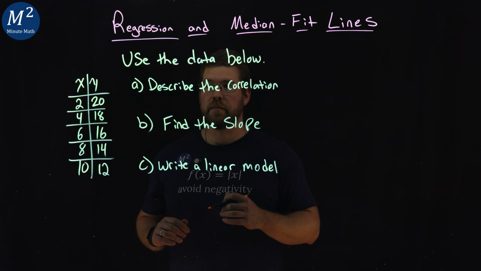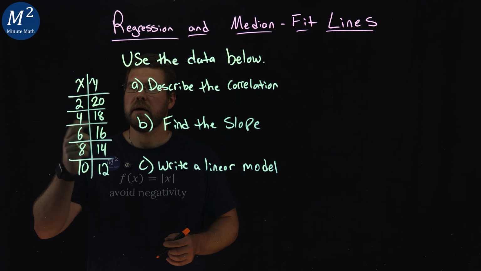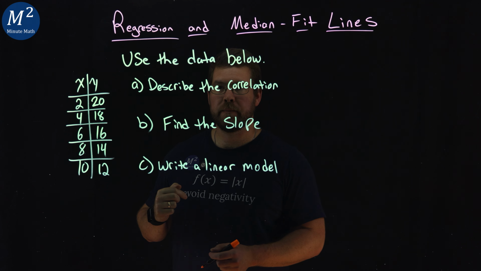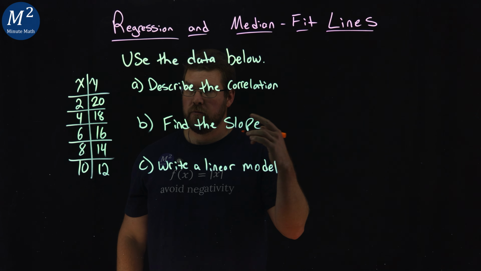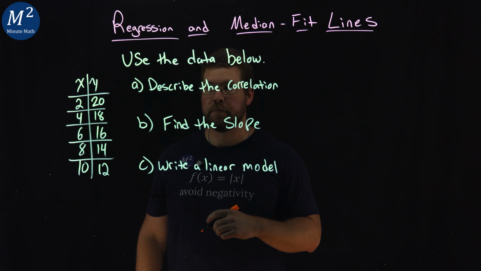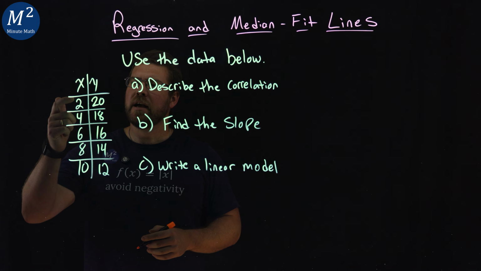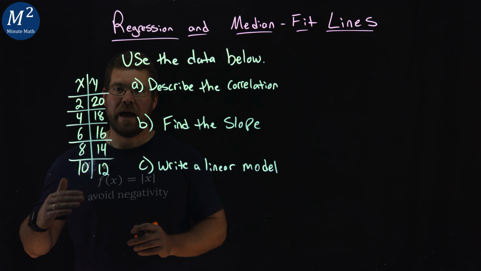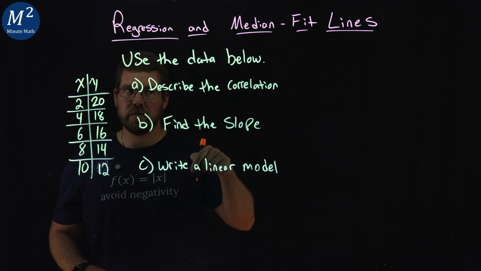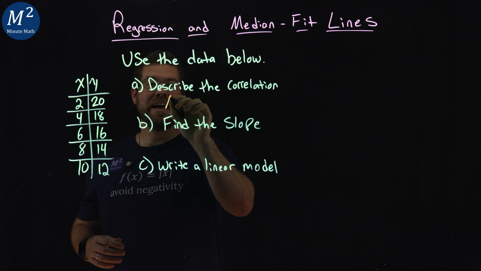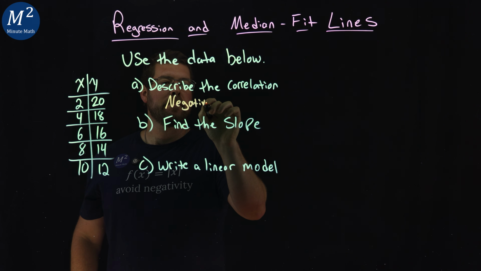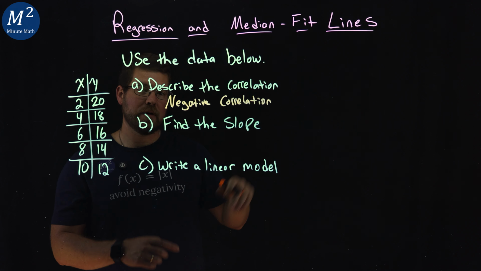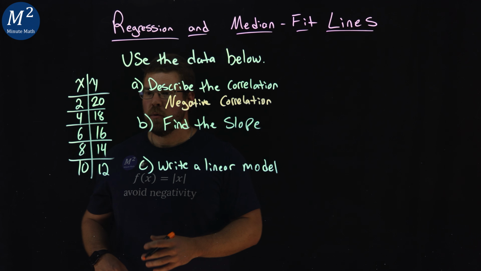Use the data below. We have our data here, x and y table: 2, 20, 4, 18, 6, 16, 8, 14, 10, 12. Little pattern there. We want to describe the correlation, find the slope, and write a linear model. Let's look at this correlation here. As x values are increasing steadily, our y values are decreasing. So as x increases, our y values decrease. And so this is going to be a negative correlation. So as one increases, the other decreases. That's a negative correlation.